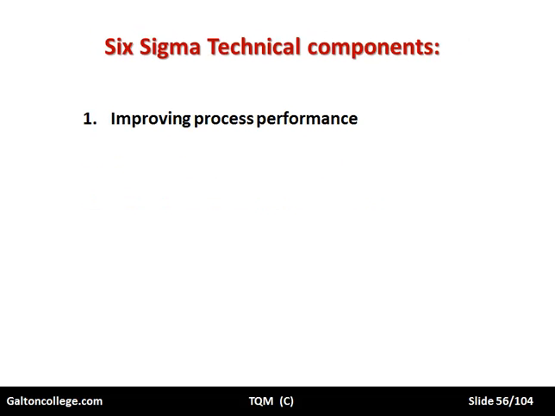The technical components, well, improving the process performance. It's important to make sure all the processes are aiming at total quality. In other words, they're looking at no defects. It should reduce the variation.